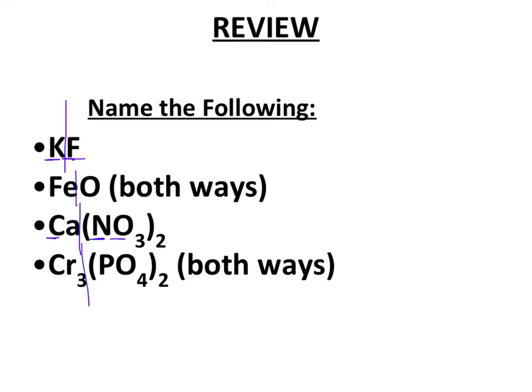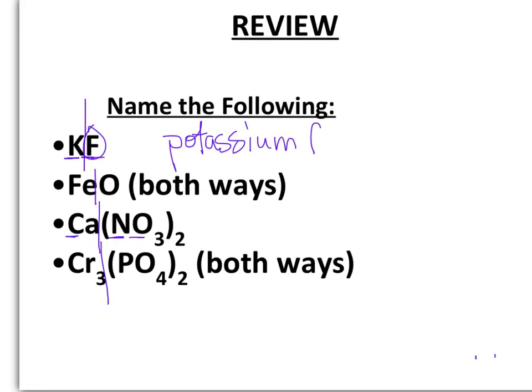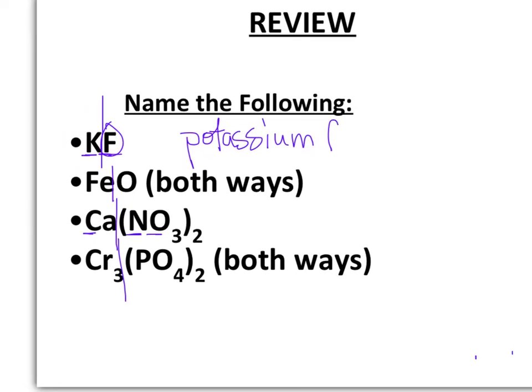All right, so this one, K, is potassium. So the name of the compound would be potassium, and the anion is fluorine, so it is fluoride. And then the next one is iron, and you can tell it's going to be iron oxide, but because of the fact that it is iron, you have to indicate what the charge will be.